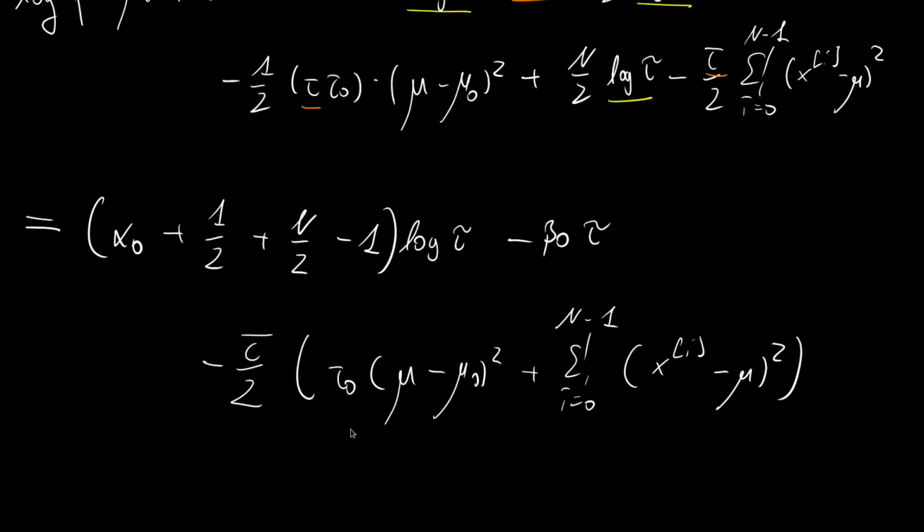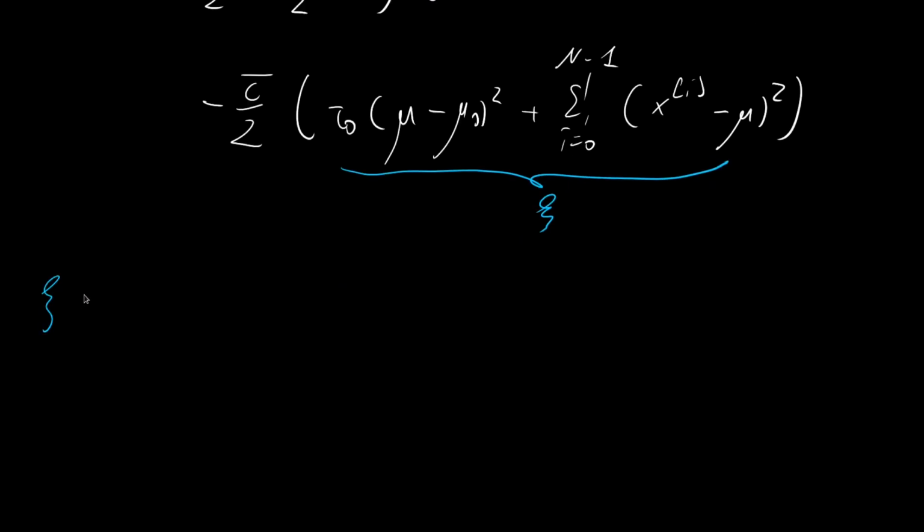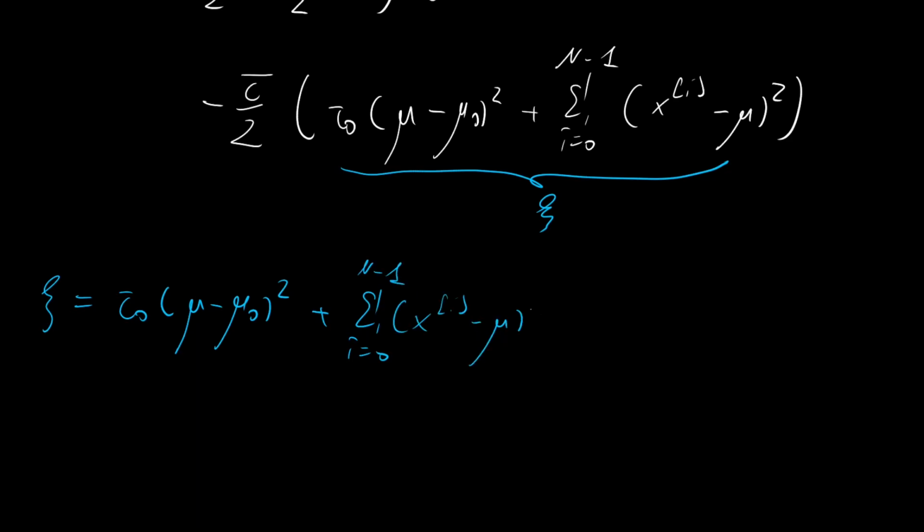I will denote this one here as xi, and we will do some simplifications, which helps us later on with the derivations, because we want to bring the mu into one quadratic form. Right now here the mu appears squared in 2 terms, and it is extremely helpful if it is only in one squared term. So let us do some simplifications here. The xi is defined as tau 0 times (mu minus mu 0) in brackets squared plus the summation from i=0 to capital N minus 1 over (xi minus mu) in brackets squared.